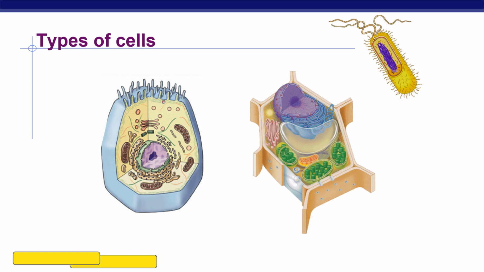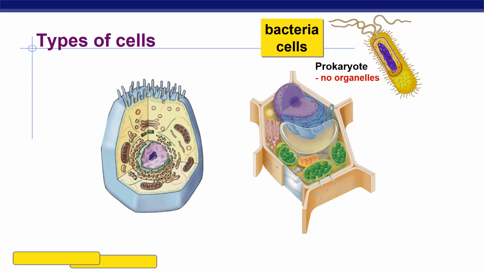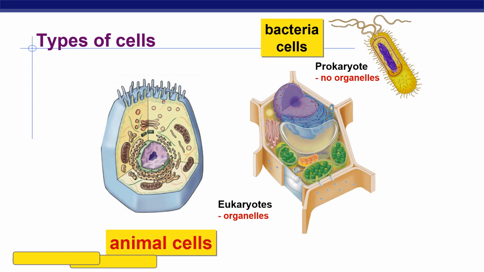We have the prokaryotic cells or the prokaryotes, with no organelles. An example of this is the bacteria or the bacterial cells. While we have the eukaryotic cells, wherein they have different organelles. The basic examples of eukaryotes are the animal cells and the plant cells.